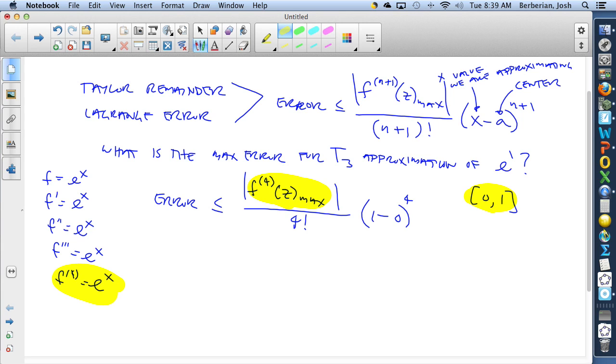Where does that interval 0 to 1 come from? Well, where's this centered? Centered at 0. And where are we approximating? For e to the 1. So the x values we're talking about are x from 0 up to and including x equals 1, because that's where we're approximating. That's the value we're plugging in for e to the 1.